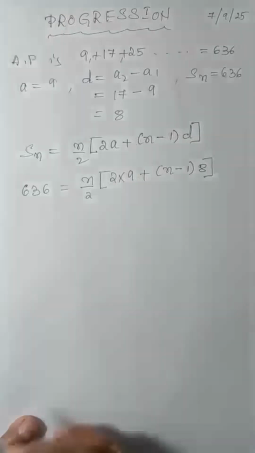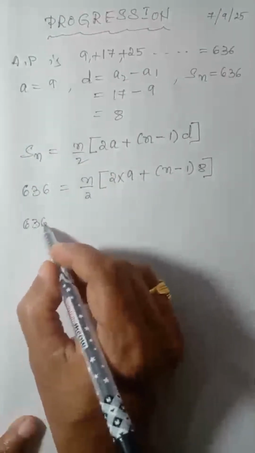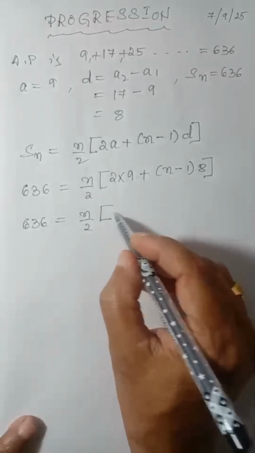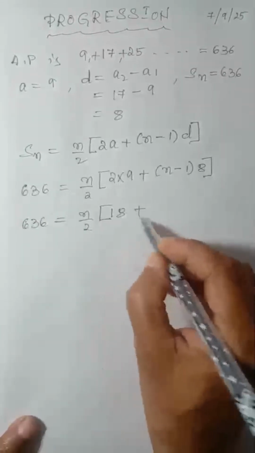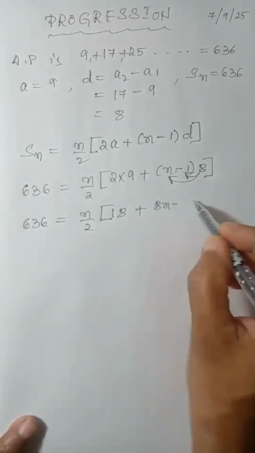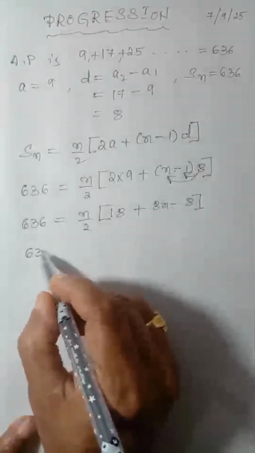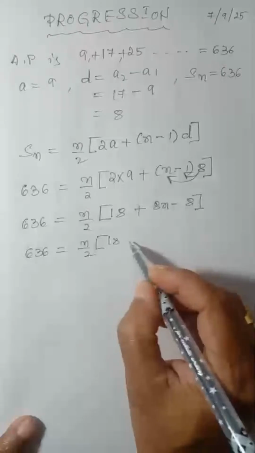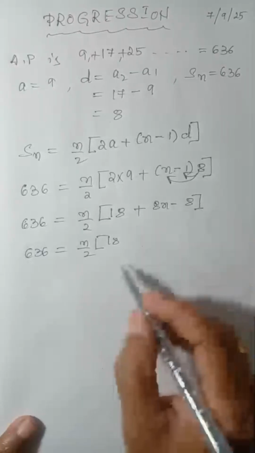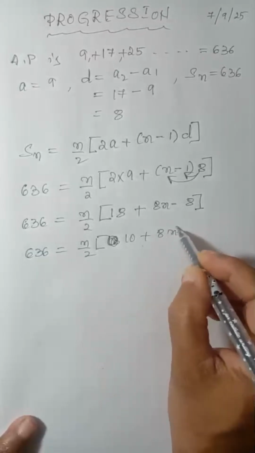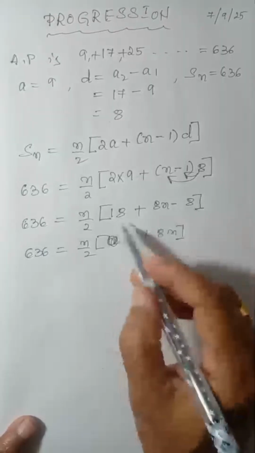d, that is the common difference, is given, that is 8. Here 636 is equivalent to n by 2 of, here multiply these two, 2 nines are 18, plus, here the distributive property, 8 into n is 8n, minus 8. Here simplify inside the bracket, 636 is equivalent to n by 2 of 18. From the 18 you may subtract 8, what are you getting? 10 plus 8n.